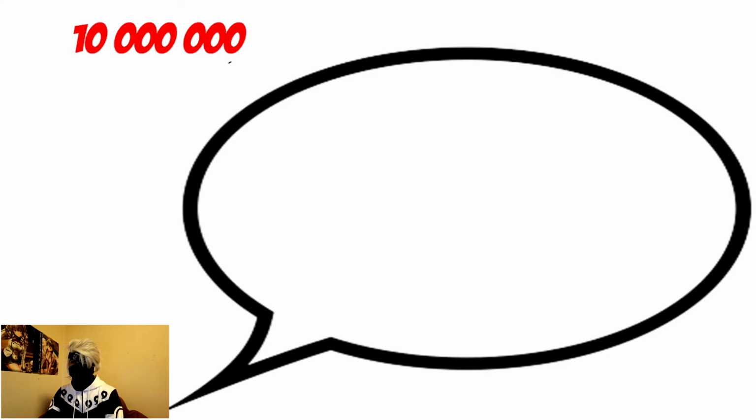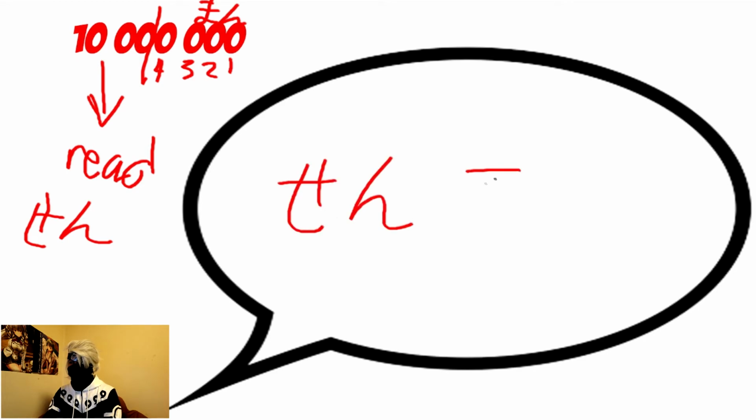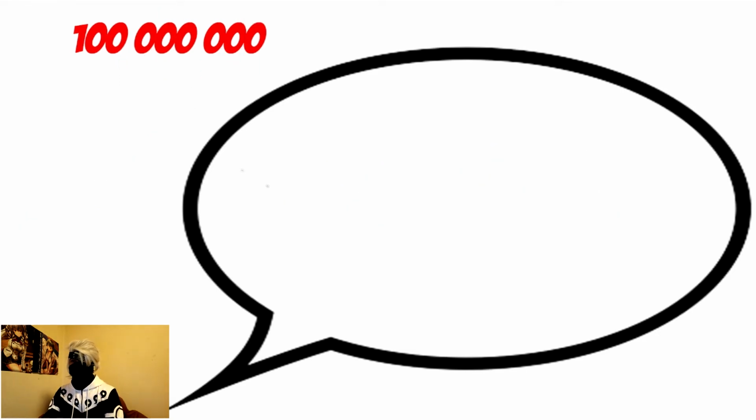10 million. So count 4 zeros. 1, 2, 3, 4. Okay, that's man. Count 4 zeros again, 1, 2, 3. So you'll read this one. What is that one? This is sen. That is sen. So therefore that's sen man.